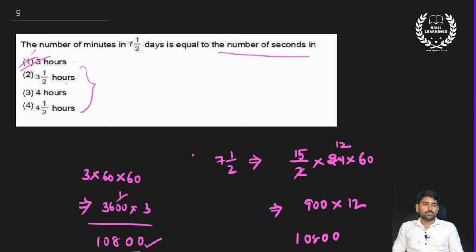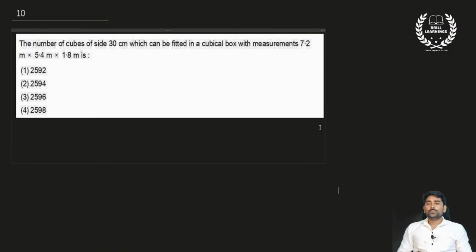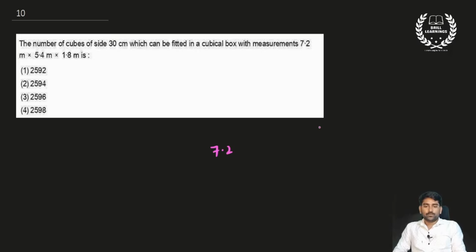Let's move on to the next question. The number of cubes of side 30 cm which can be fitted in a cubical box with the measurements 7.2 meters, 5.4 meters and 1.8 meters. So first write the volume of the bigger measurement: 7.2 meters, 5.4 meters and 1.8 meters.